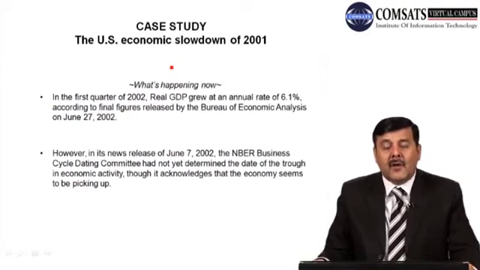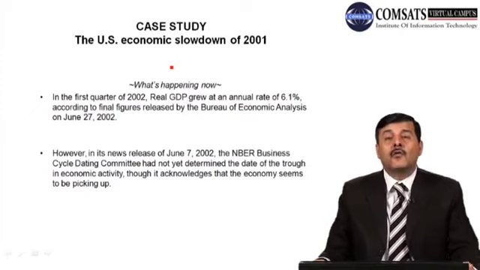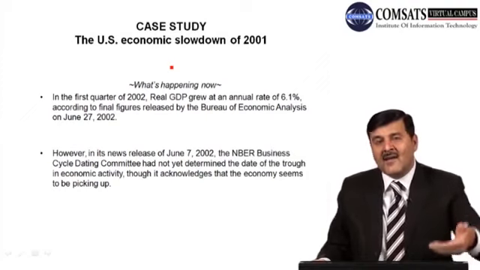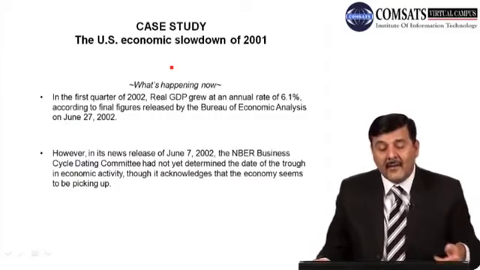In the first quarter of 2000, real GDP grew at an annual rate of 6.1%, according to the final figure released by the Bureau of Economic Analysis on June 27, 2002. So, what happens after that? उसकी outcome क्या हुई उन policy actions की? कि real GDP में इजाफा हो गया 6.1% तक, number one.